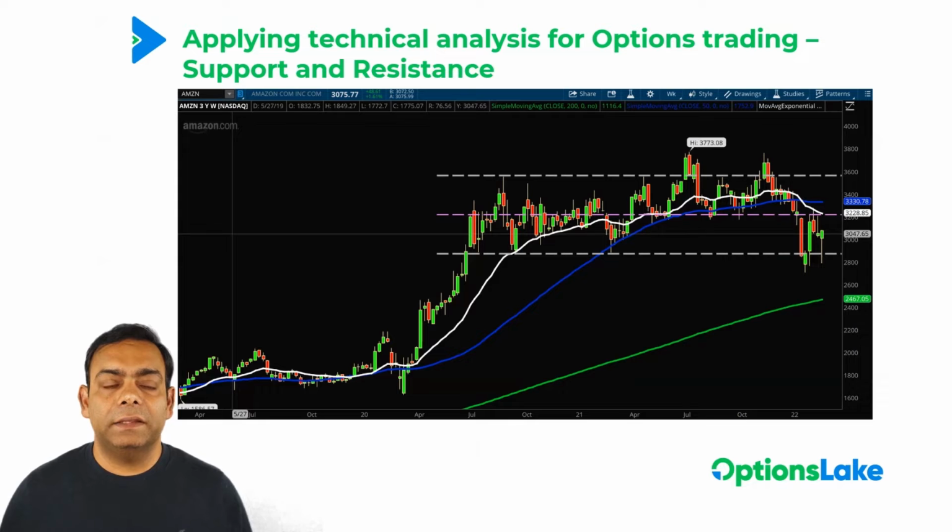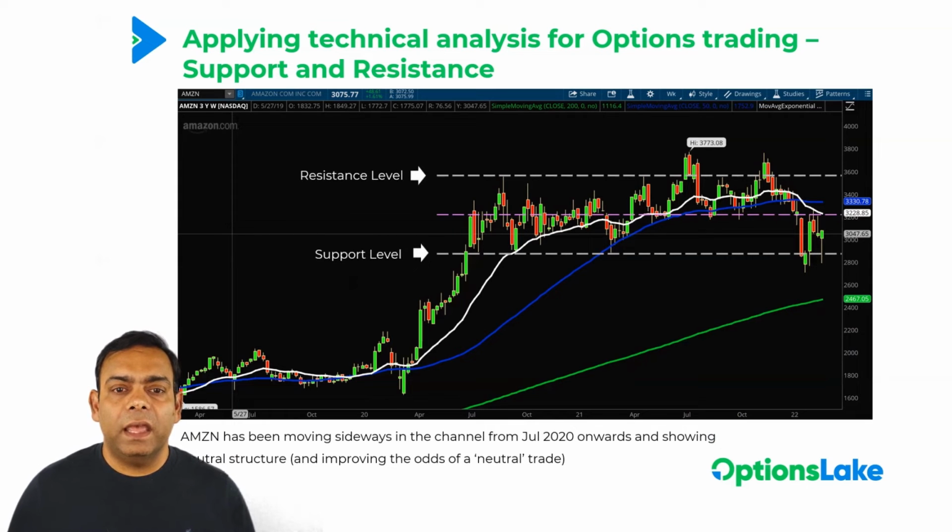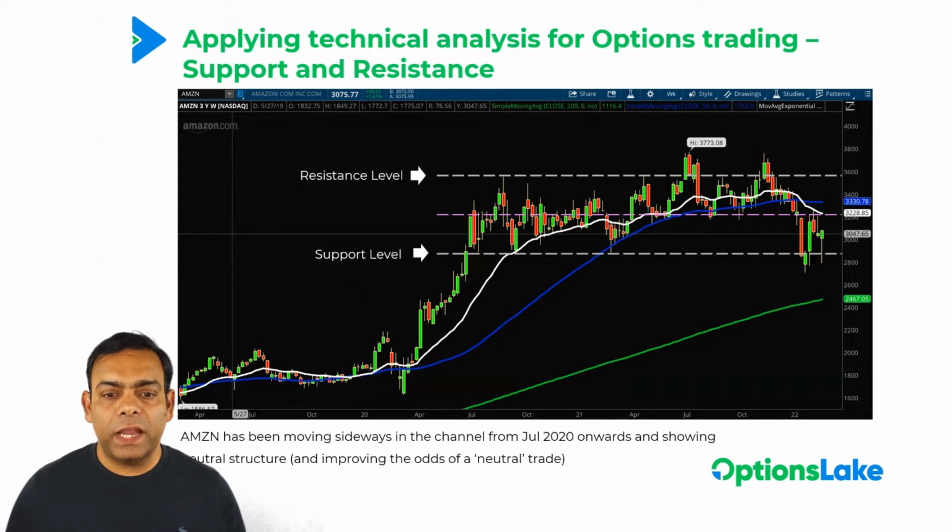Let's look at another slide. This is a weekly Amazon slide. As you can see from the slide, Amazon has been trading neutral from July 2020 onwards between the support and resistance level as depicted in the channel on this chart. So just by looking at the pattern and the chart, one can very clearly identify the neutral structure of Amazon.